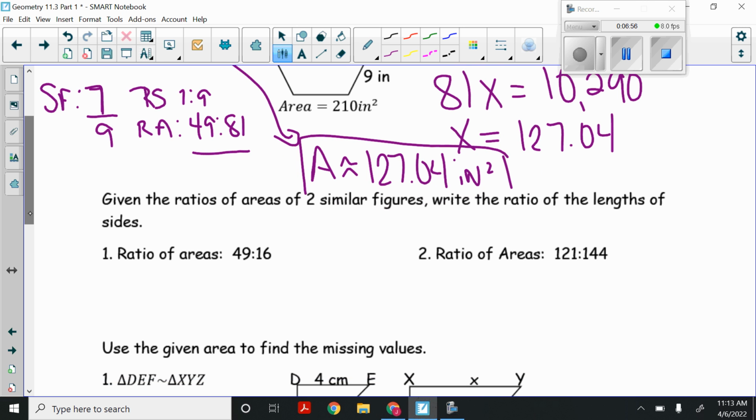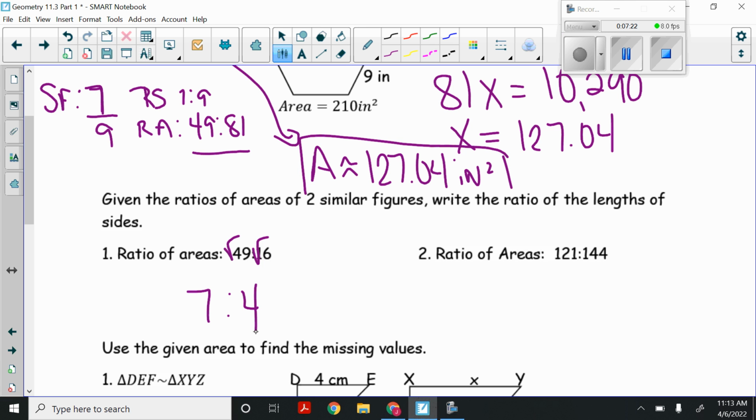So now it says, given the ratios of areas of two similar figures, write the ratio of the lengths of the sides. So they're going to tell me what the ratio of the areas was, and I have to find the ratio of the sides. Remember, if I have the sides to get the area, I square it. So if I have the area and I want the ratio of the sides, all I have to do is take the square root. So square root of 49, 7, square root of 16, 4. So the ratio of sides on the first one, 7 to 4.